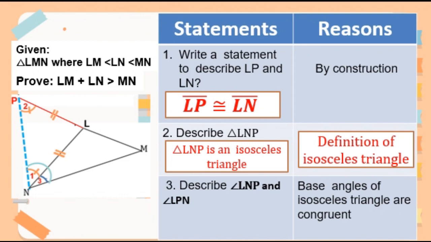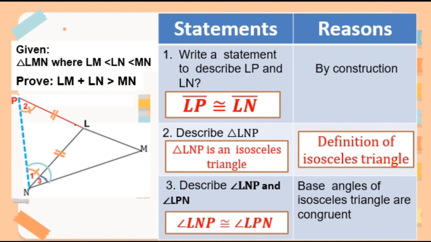Now, describe angle LNP, this angle, and angle LPN, this angle. These two angles: angle LNP is congruent to angle LPN. The reason is base angles of an isosceles triangle are congruent.